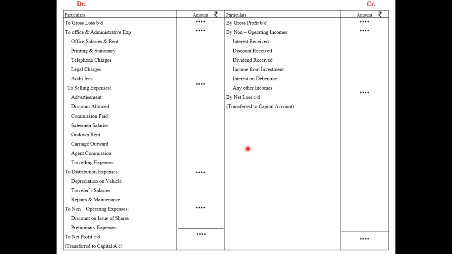This is all about the profit and loss account. The profit and loss account is a part of the income statement. It calculates the net profit and net loss of the business. On the debit side, we record operating expenses and non-operating expenses, and on the credit side, we record non-operating income. The net profit or net loss we transfer to the capital account of the balance sheet.